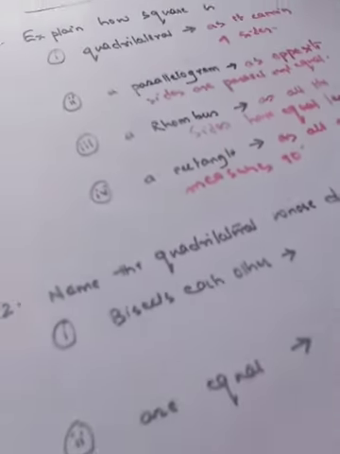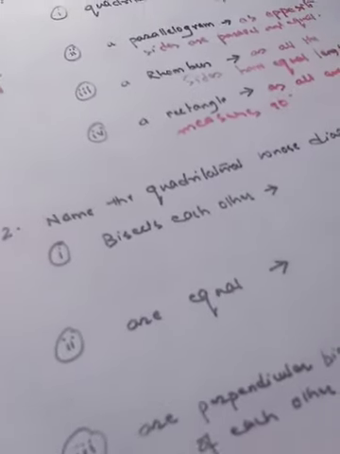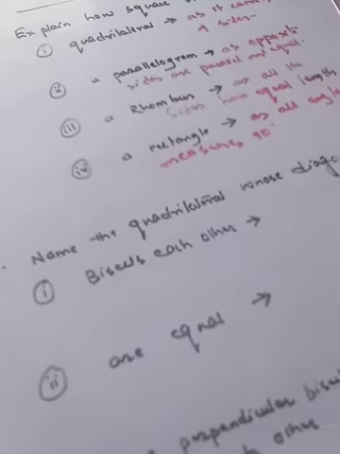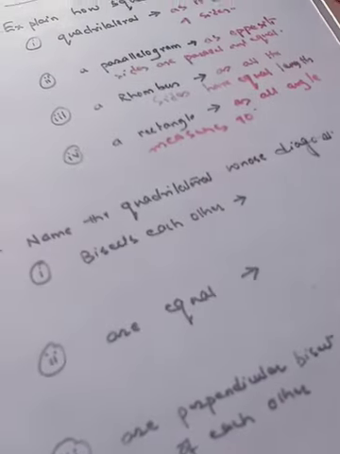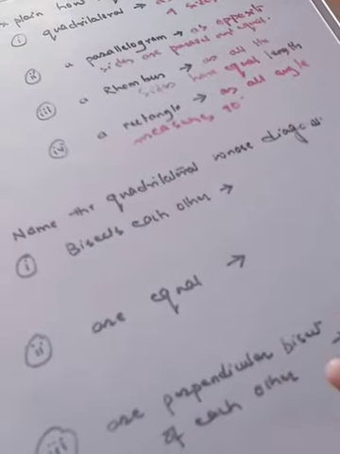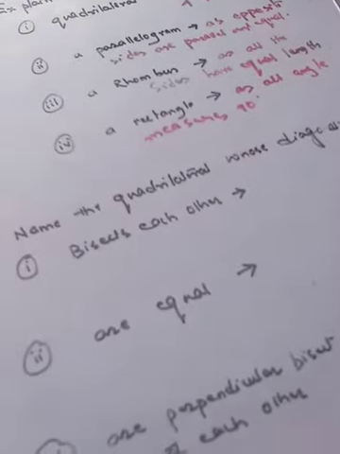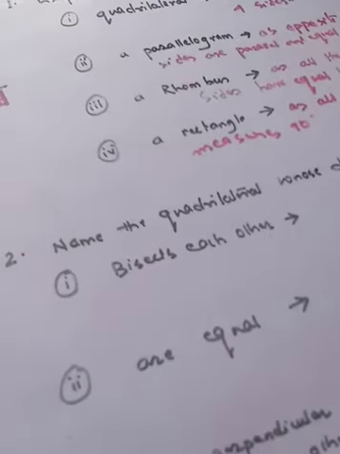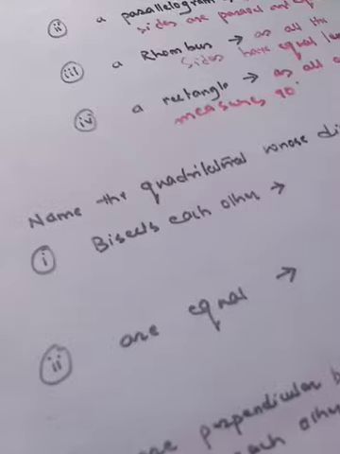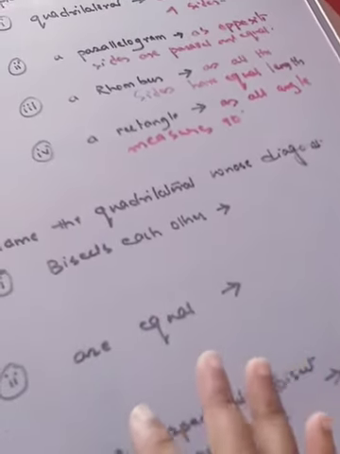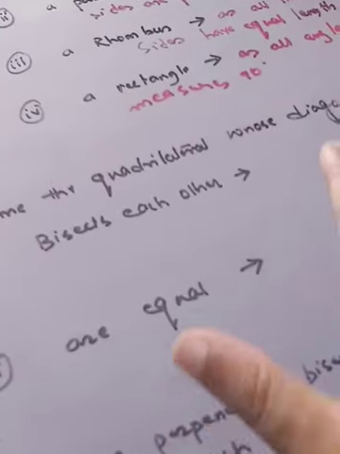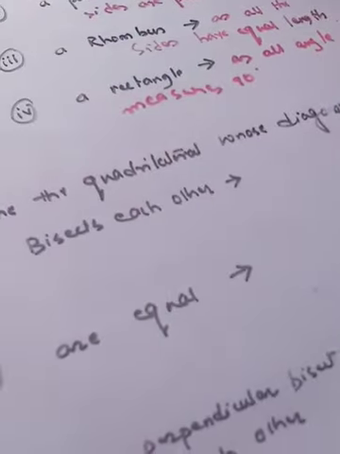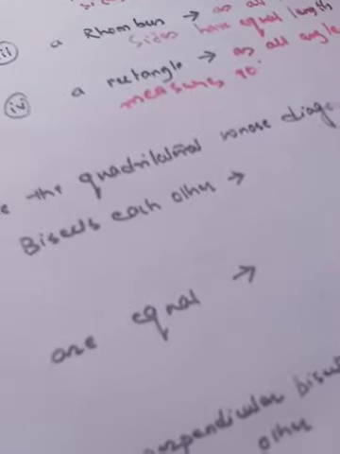Now let's check out question number 2. It is also very important, students. It will recapitulate all the properties you have studied in this chapter. Some are very important properties of the quadrilateral. That is the reason I have selected these two sums. Now question number 2: name the quadrilaterals whose diagonals bisect each other. Now we'll talk about diagonals. There is lots of confusion about the diagonals, and many questions are related to them.